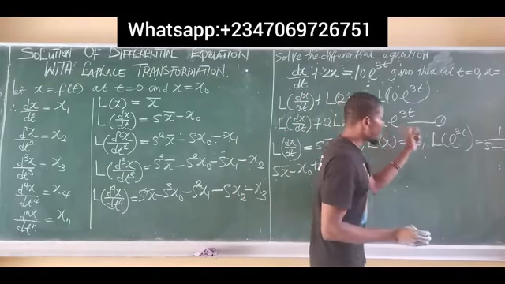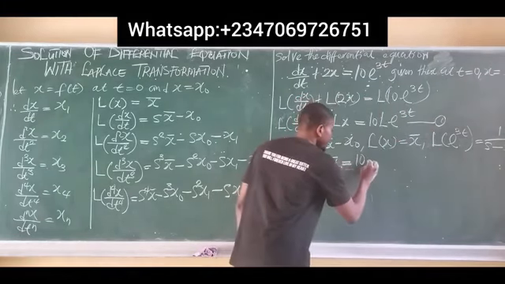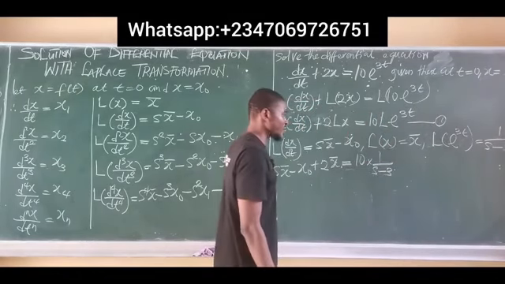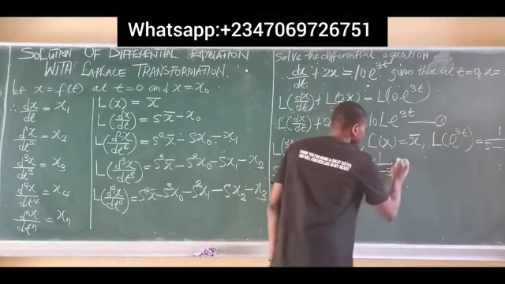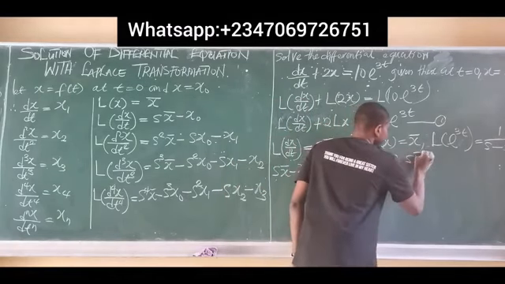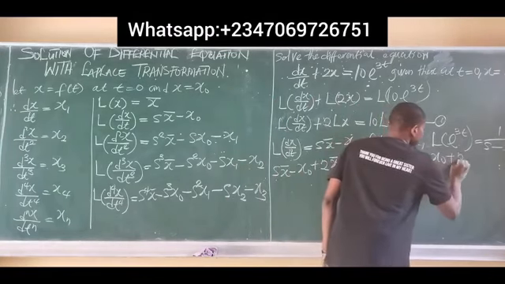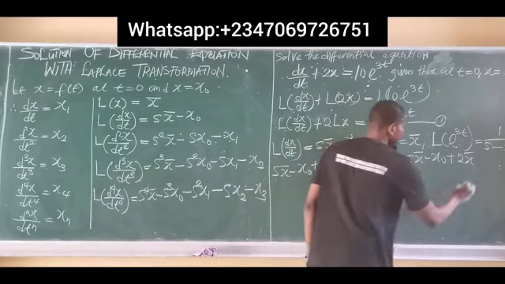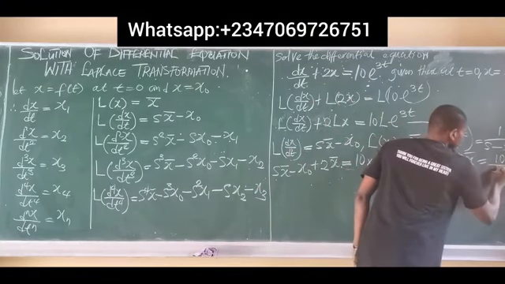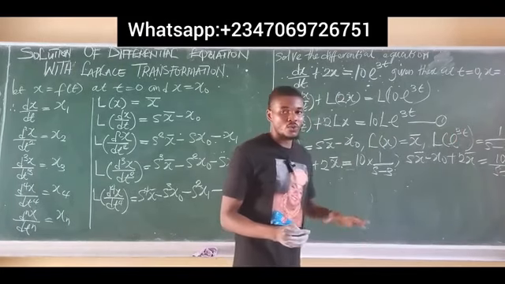Exponential 3t. And the Laplace of exponential 3t gave us 1 over s minus 3. So we have 10 times 1 all over s minus 3. Okay, so you can rewrite this to be s times x bar minus x naught, plus 2 x bar, and this is equal to 10 times 1, which gives us 10 all over s minus 3. This is the first condition obeyed.